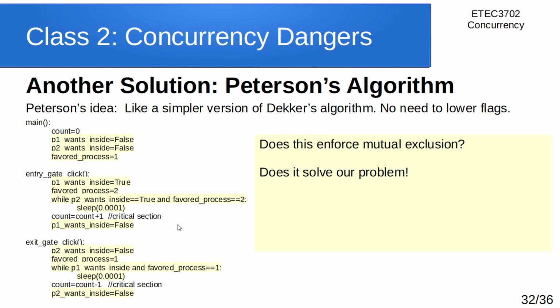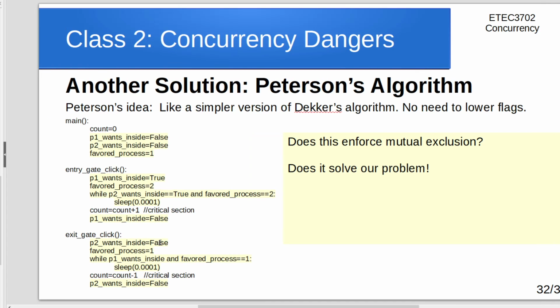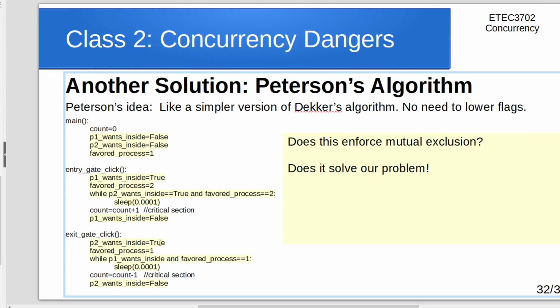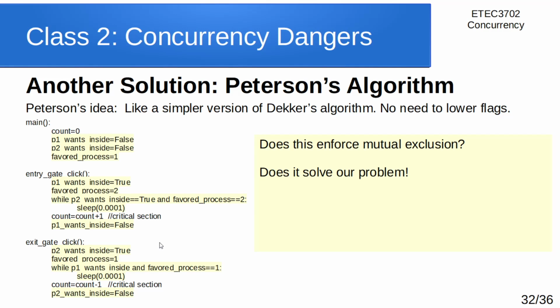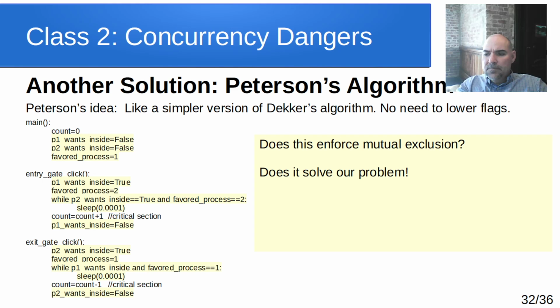All right. Now, another solution here is called Peterson's algorithm. The way that it works is essentially like Dekker's algorithm, but a simpler version. There's no reason to ever lower the flags and raise them again. So notice the code is smaller. It's done away with that: put the flags down, raise them again, put them down, raise them again. It's the same kind of concept, but let's trace through this.